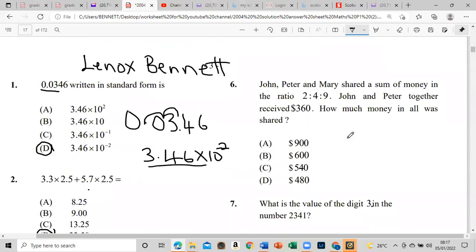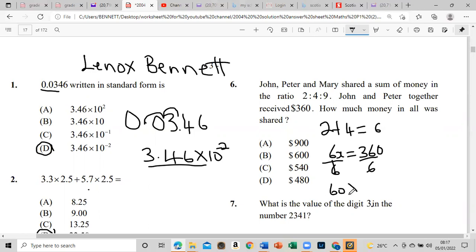John, Peter, and Mary shared a sum of money in the ratio 2 to 4 to 9. John and Peter together received 360. How much money in all was shared? All right, so John plus Peter, that's 6 shares. So if 6 shares equal 360, then 1 share is 60.